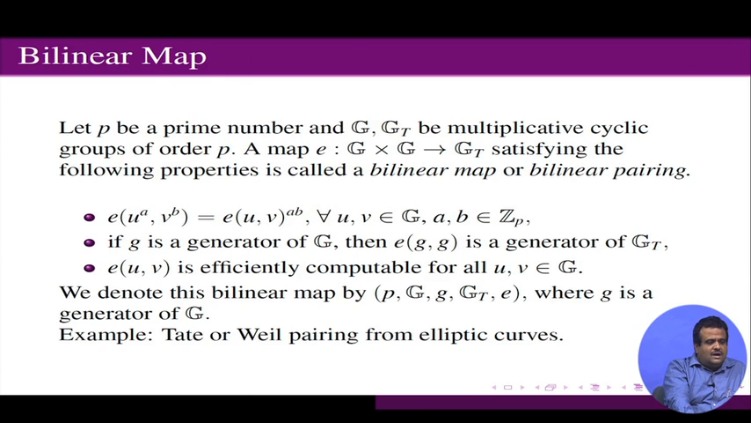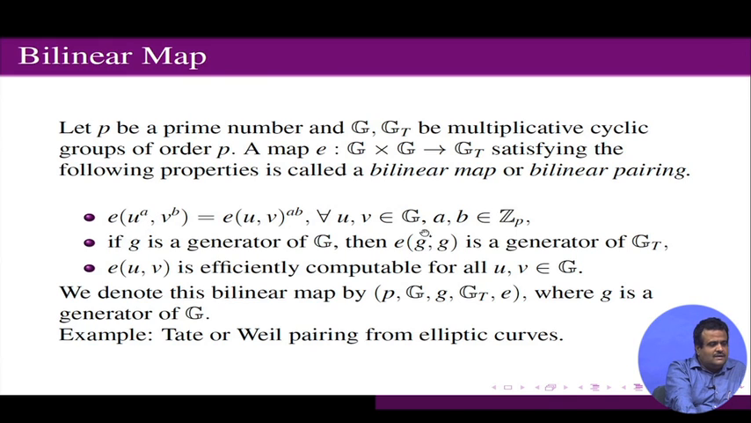We will see some schemes of this broadcast encryption. For that, we need to use the bilinear map. Just to recap, let G and GT be two multiplicative cyclic groups of order p, where p is a prime. e is a map from G cross G to GT satisfying the following properties. The first property is e(u^a, v^b) should equal e(u, v)^(ab), because u to the power a means u times a.